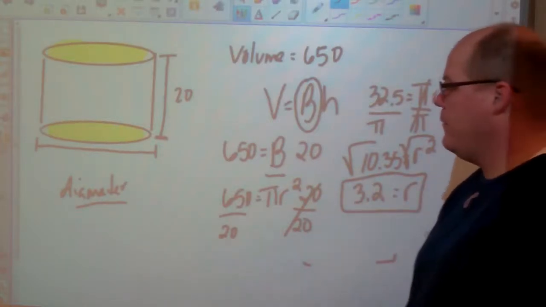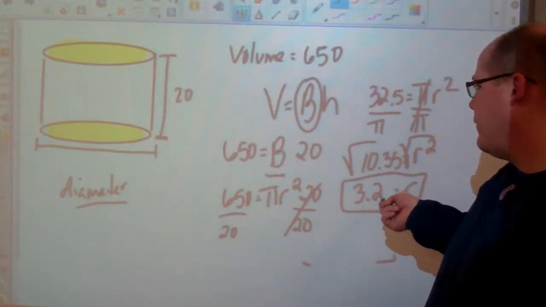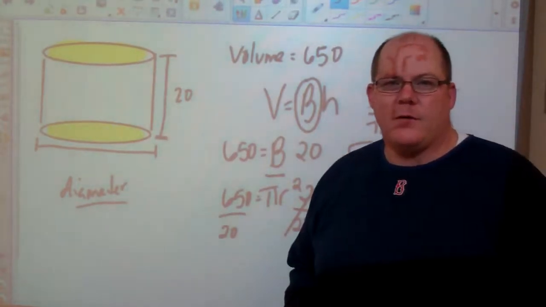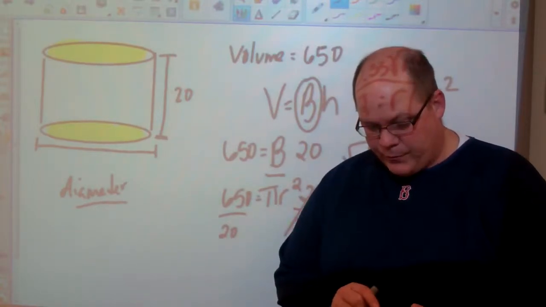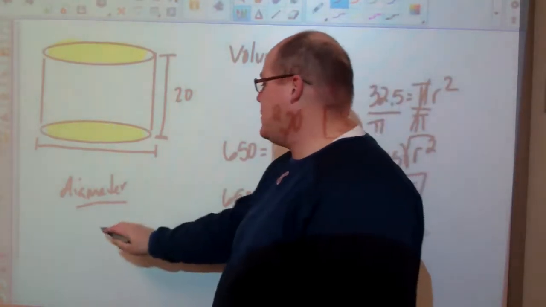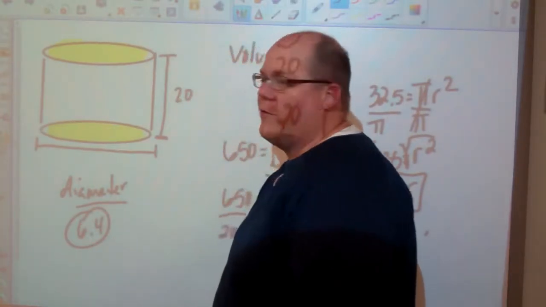Well, they're asking me to find the diameter. I know the diameter is twice the radius. So if the radius is 3.2, diameter is twice that. I'm going to multiply times 2. It's 3.2 times 2. So the diameter of this cylindrical tank is 6.4.